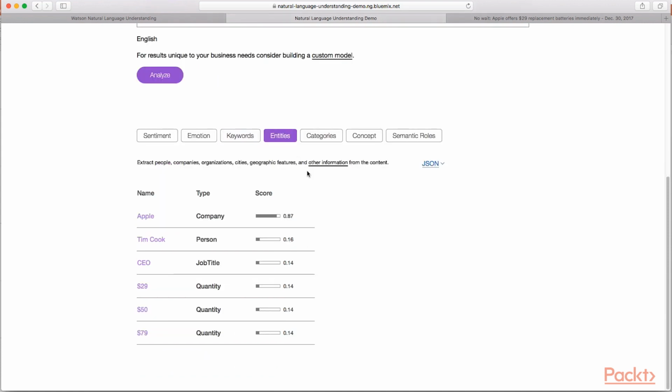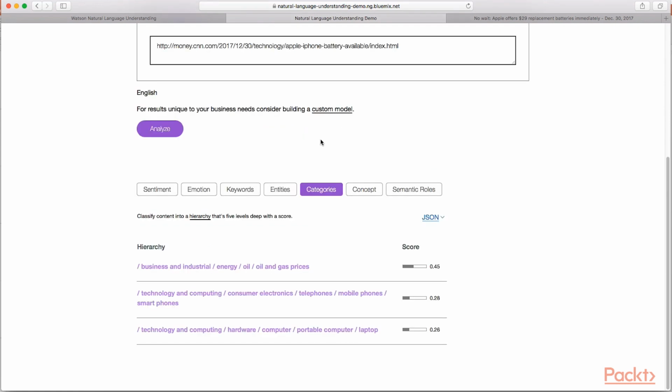Then you could also look at what are called semantic entities, which are very specific entities, normalized or resolved, including the type they represent. So for example, Apple is of type company with an 87% confidence with respect to that article, and Tim Cook is a person. These dollar symbols represent a quantity. So they semantically tell you what they mean. And categories are how you would categorize this article if you were to organize them. And interestingly, it gives me oil and gas prices for some reason, maybe because batteries are involved.